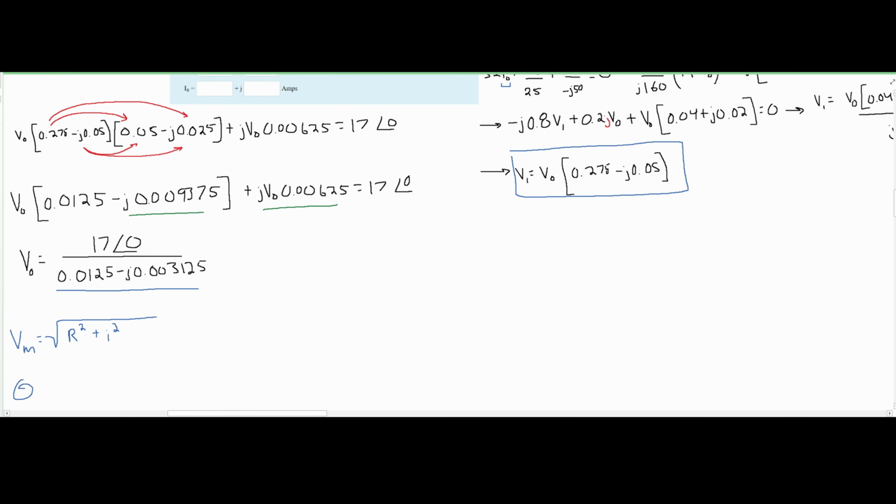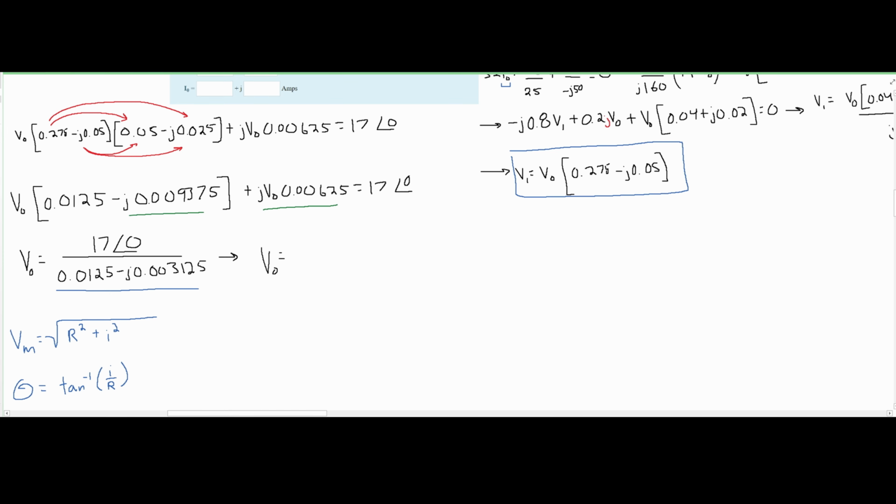And then we're going to set this theta equal to tangent inverse, with our imaginary number on top divided by our real number. So if we plug this into a calculator, we're going to have the square root of 0.0125 squared plus negative 0.003125 squared. Make sure that negative's in parentheses so you don't accidentally subtract them. And I'll write this back into our formula.